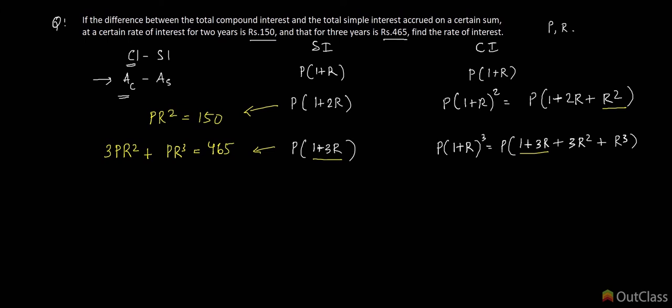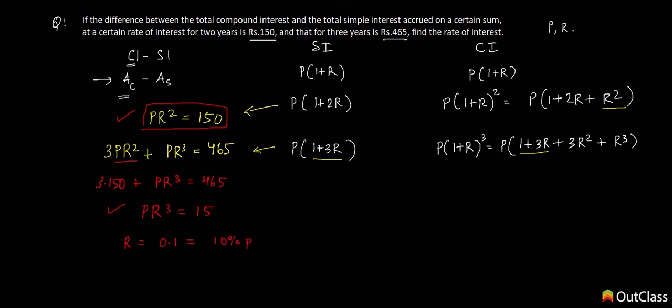Notice that from the first you will get PR square is equal to 150, which you can substitute here. If you substitute there, you will get 3 into 150 plus PR cube is equal to 465. 3 into 150 is 450. So you take it to the other side, subtract, you get PR cube is equal to 15. Notice you have PR square is equal to 150, PR cube is equal to 15. Dividing, you will get R is equal to 0.1, which is 10% per annum.